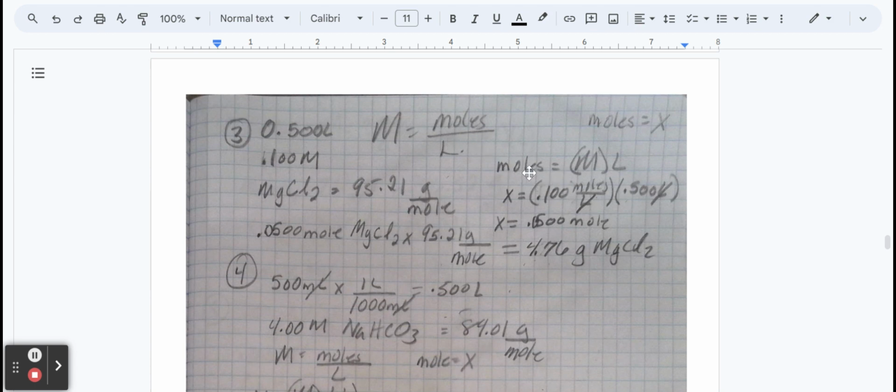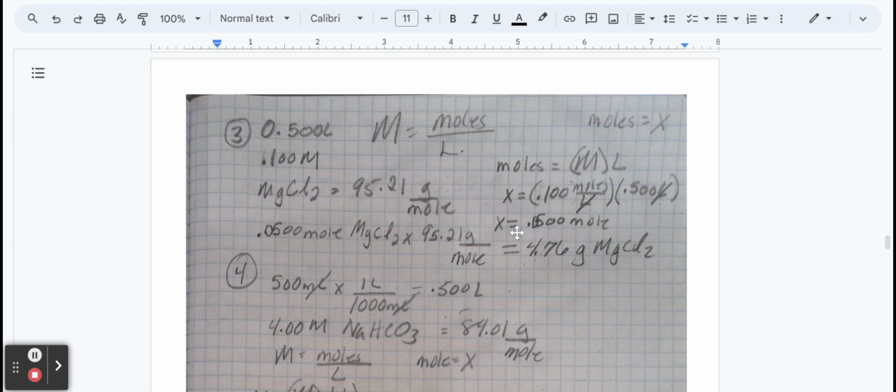All right, so all I've done here, if you look where my cursor is now, moles is equal to big M times L, which is liters. So I've just rearranged my molarity unit so that I'm solving for moles. Then I say X is equal to my molarity, 0.100 moles, I'm expanding my unit, over liters times 0.500 liters so that my liter unit cancels out and I get X is equal to 0.0500 moles.